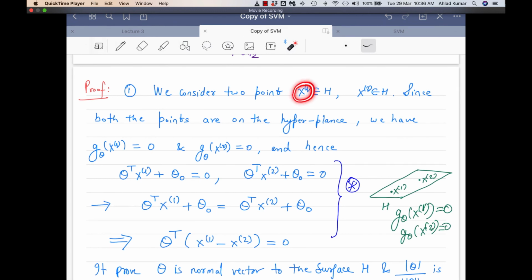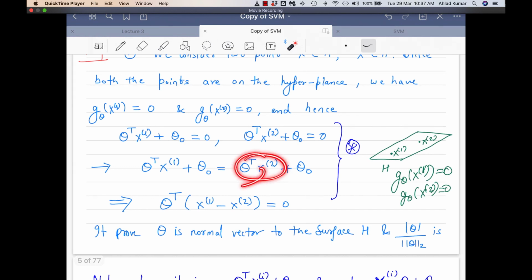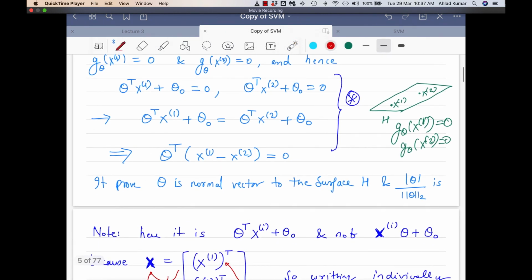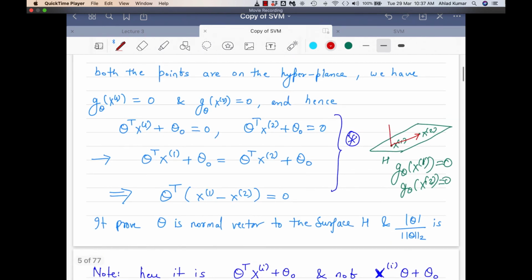Once you substitute these values of x1 and x2 in the g theta definition, you get these equations, one for x1 and another for x2. Once you have these two equations, you equate the two together, and you can manipulate the terms by taking this term to this side. This will cancel out with this one, and you get this answer. What it shows is that you are taking the dot product of theta transpose with x1 minus x2. What is x1 minus x2? It is a vector connecting these 2 points, and then you have the theta vector over here.